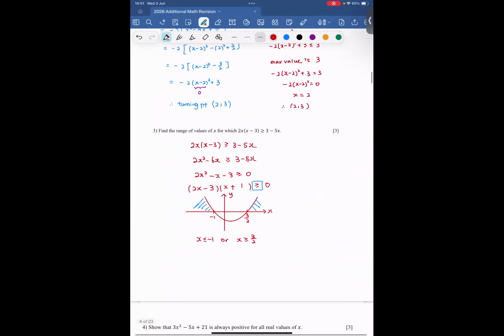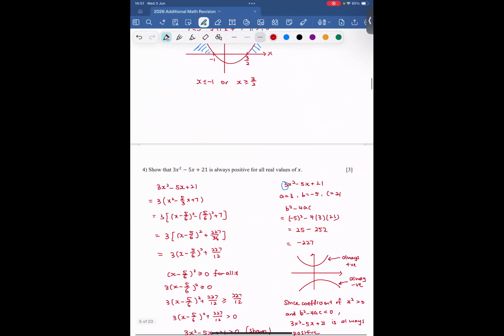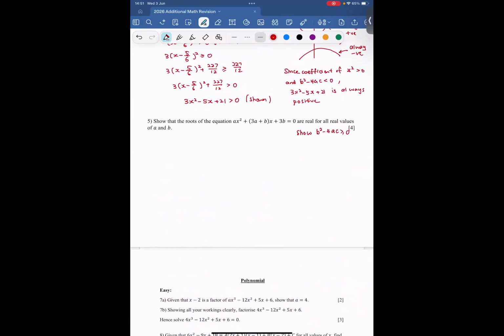Okay, question 5, show that the roots of these are real. That means they tell you that it always either cuts the x-axis one time or two times, no matter what a and b you are going to choose. So you can choose any random a and b, and the graph will still cut the x-axis either one time or two times. Okay, so it's not possible for you to sub all the a and b in the world to test. So you have to use algebra to show it instead. So the b squared minus 4ac is equals to.